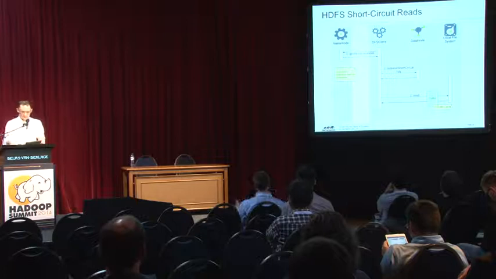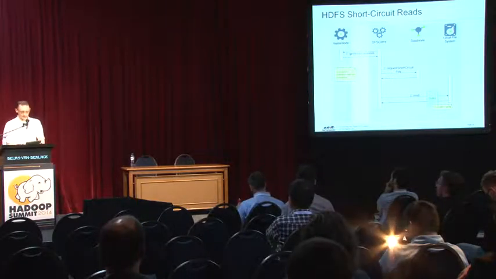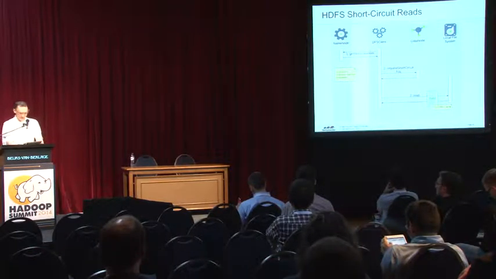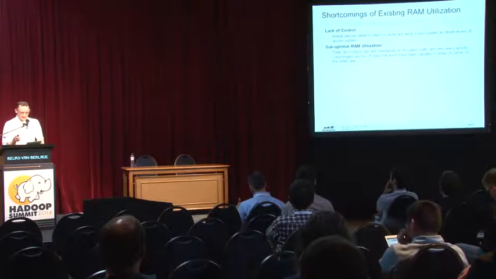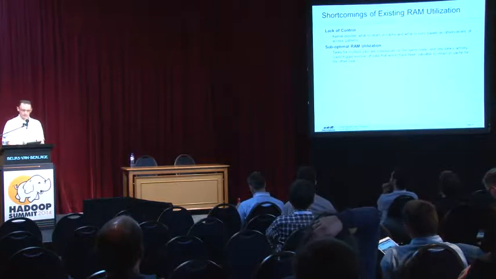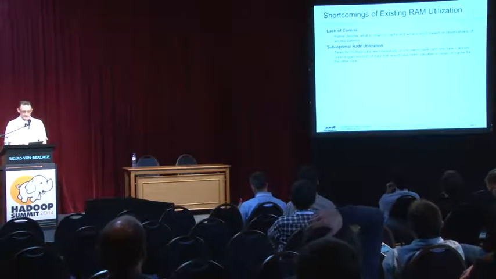So in some sense, HDFS is already utilizing RAM, and we're getting it automatically from the OS. So great. What's the problem, though? The problem turns out to be that purely relying on the OS buffer cache does have some shortcomings. First, we lack control.